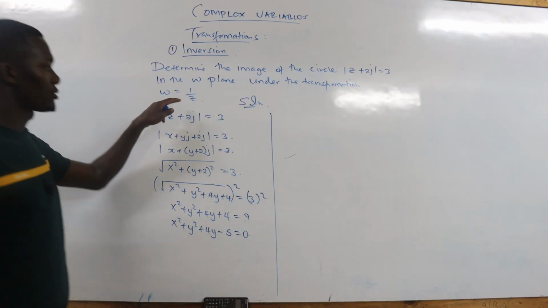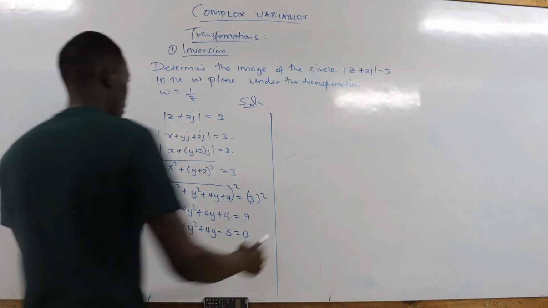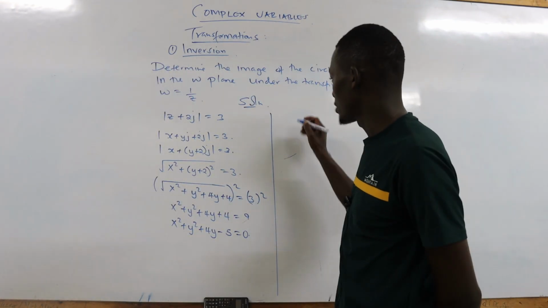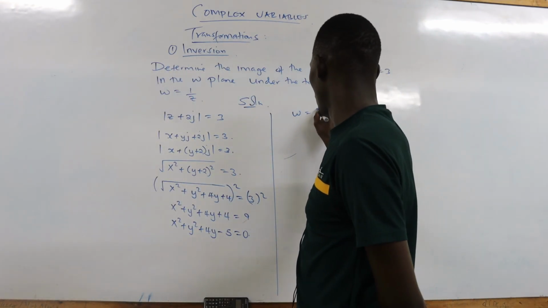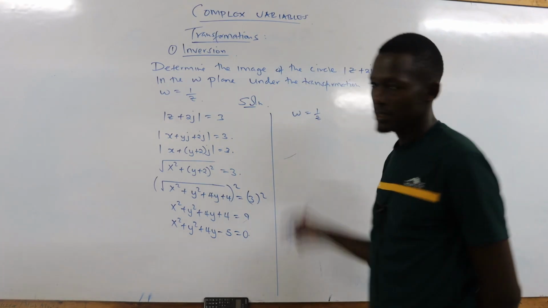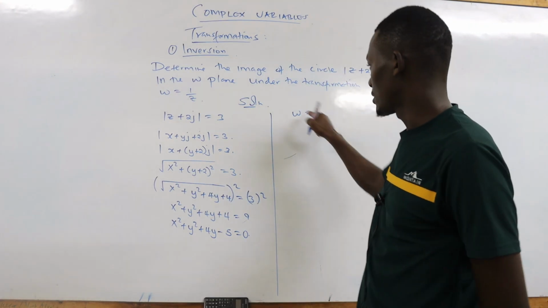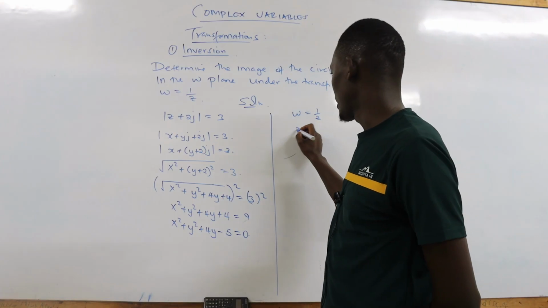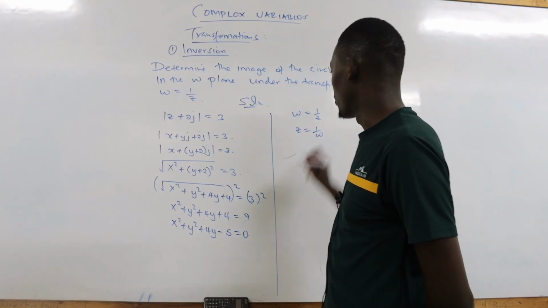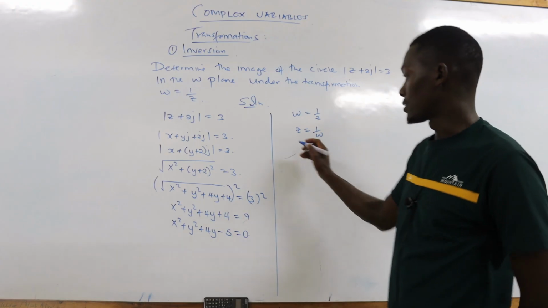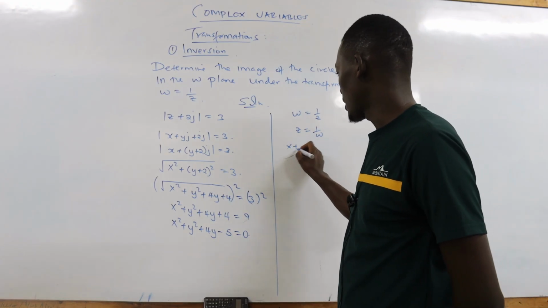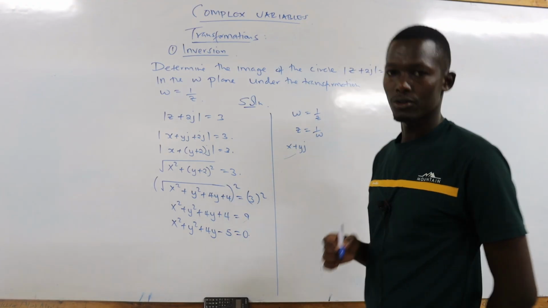Now, we work out the transformation, that is the inverse. So what do we say about inverse? If we have w equals 1 over z, interchange the value of w and z, so this comes here, this comes here, so we have z equals 1 over w. But what is z and what is w? z is given by x plus yj, together.